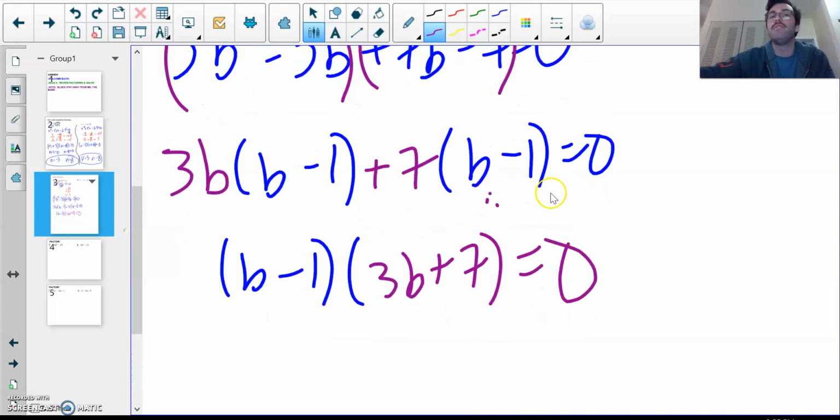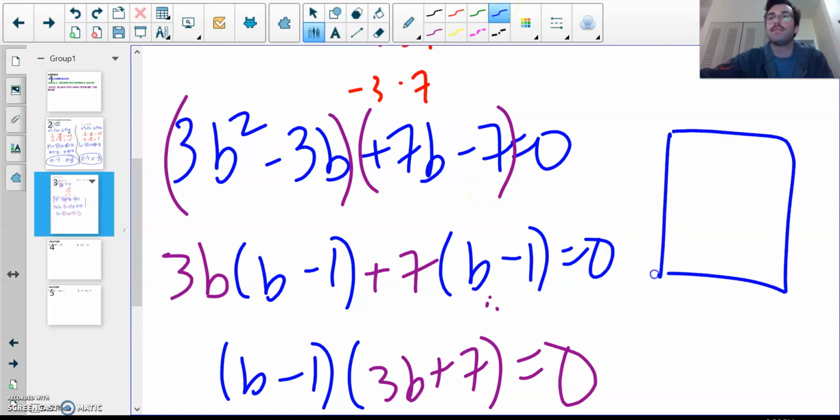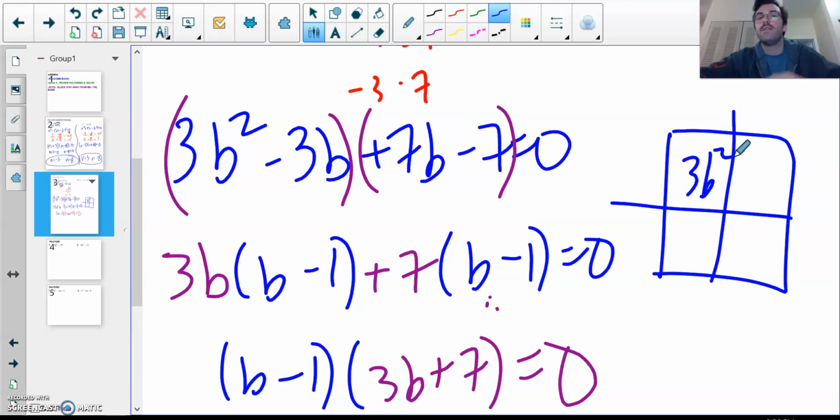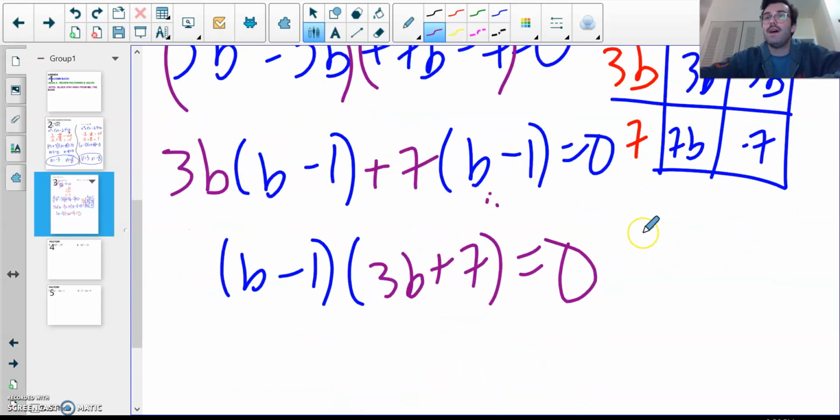If you aren't a box person, go ahead and fast forward. If I was a box person, my box would look like this, where I have 3b squared, minus 3b, positive 7b, minus 7. The greatest common factor across would be 3b, and here it would be 7. Vertically, the greatest common factor would be b, and vertically again it's negative 1 since this first term is negative. Again I get 3b plus 7 and b minus 1.